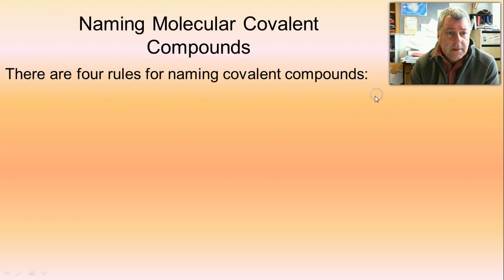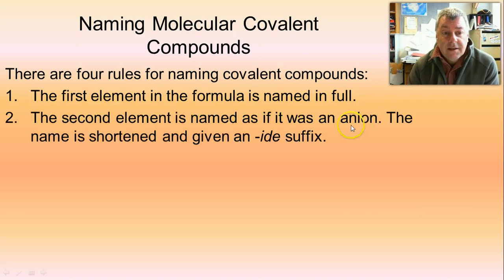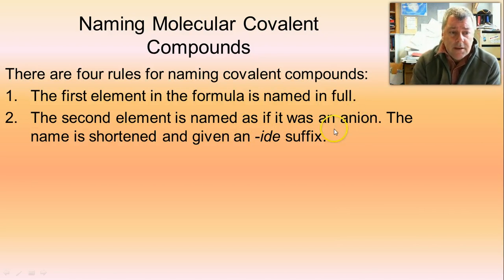Let's have a go. So there are 4 basic rules for naming covalent compounds. First one is the first element in the formula is named in full. That's pretty straightforward, no problem with that. The second element in the name is named as if it's an anion. So this is exactly the same as if we were doing the ionics. And by that we mean the name is shortened and given an "ide". So oxygen becomes oxide, fluorine becomes fluoride.